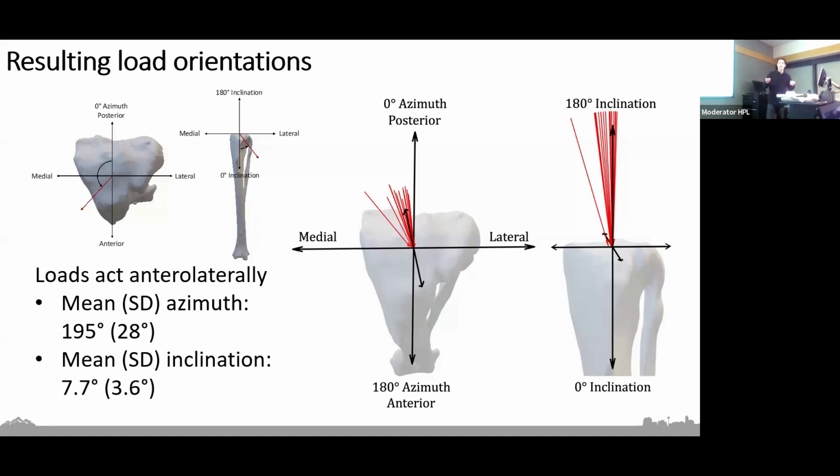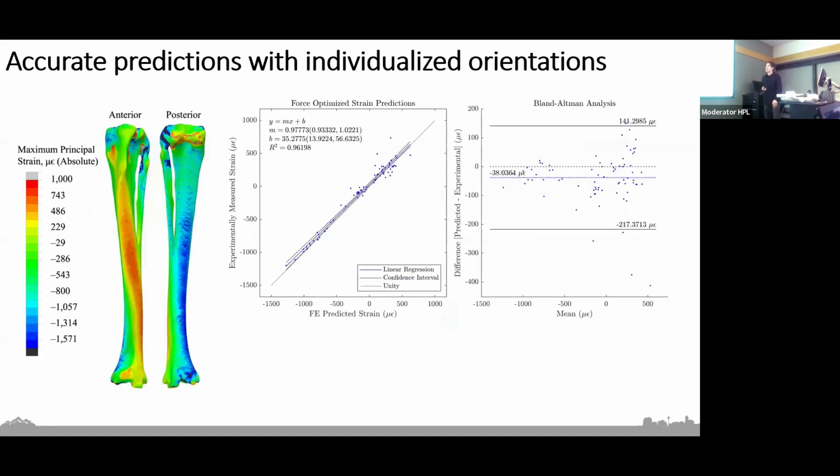So having these individualized load orientations, we can now run those FE simulations and evaluate how their predictions perform. So over here on the left of the screen, we have, again, a representative FE model from one of those tibia bones. And we see a really familiar, characteristic strain distribution exactly as we would expect. So we have these tensile strains on the anterior surface. We have compressive strains on the posterior surface, a distribution that we certainly expect.